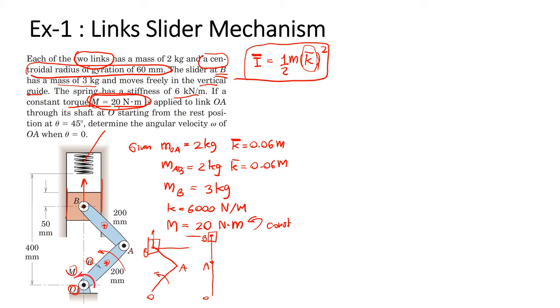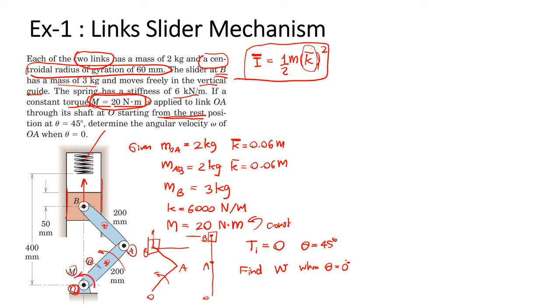In the beginning, the system starts from rest. It means for the initial condition, the total kinetic energy is zero. And theta in the beginning equals 45 degrees. What we need to do is find the omega of the link OA when theta equals zero.